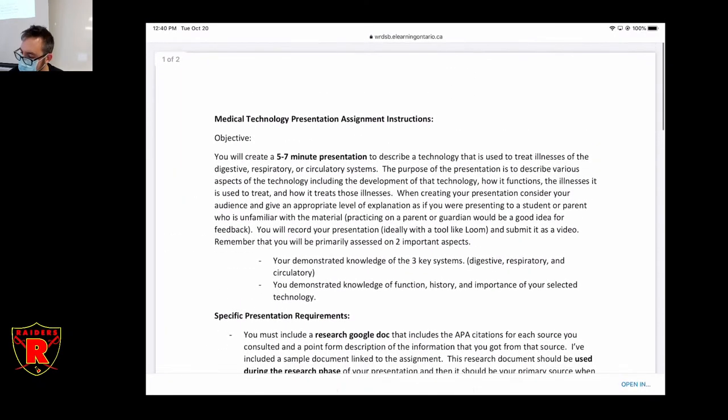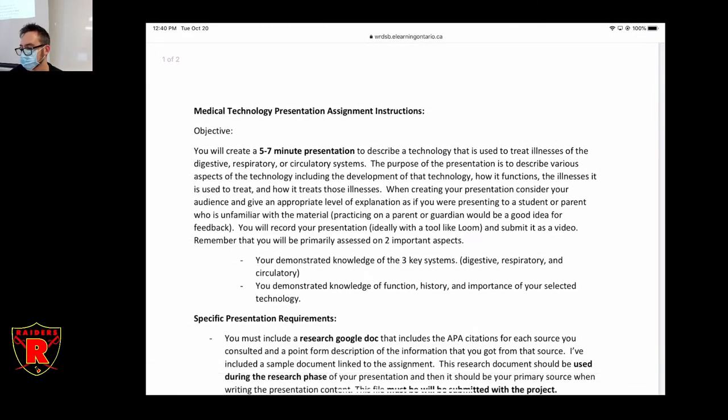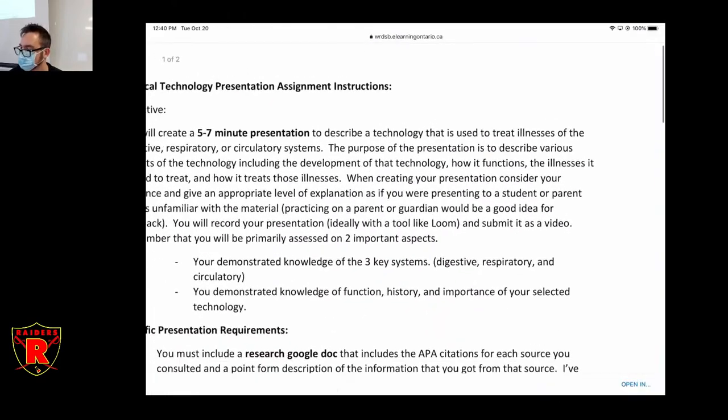So first of all, it's a 5 to 7 minute presentation to describe a technology that's used to treat an illness of the digestive, respiratory, or circulatory system. I meant to say treat or diagnose, okay? So it can be a diagnostic piece of technology too, like something used to find out if you have a certain illness. It doesn't have to be for treatment.